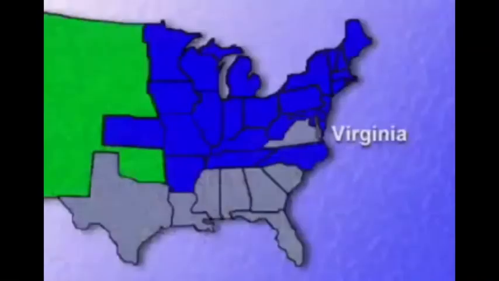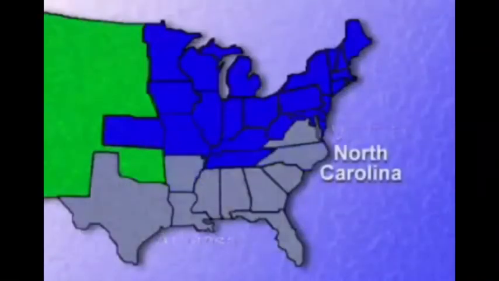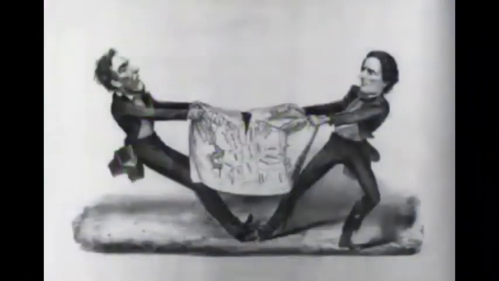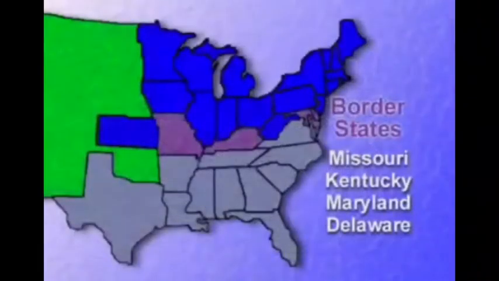After the Confederate forces captured Fort Sumter on April 14th, Virginia, Arkansas, North Carolina, and Tennessee seceded. For some Americans, it was difficult to decide which side to choose. Even the border states between the North and South had a hard time deciding which side to support.